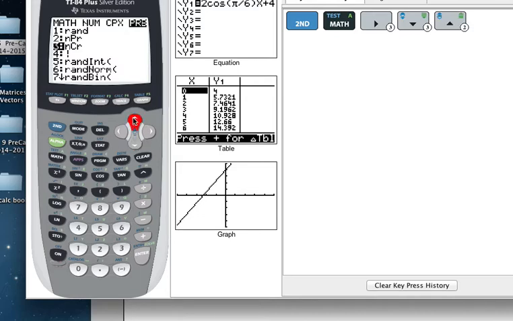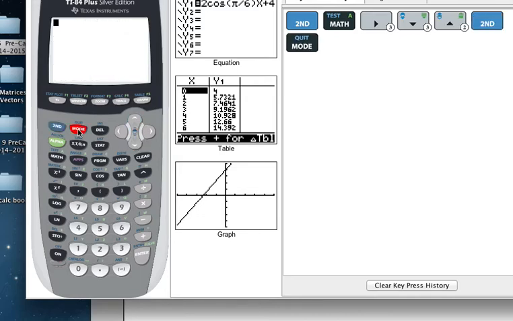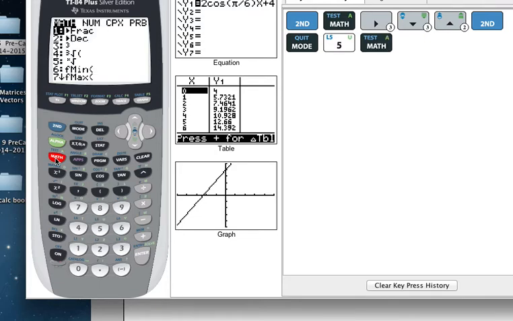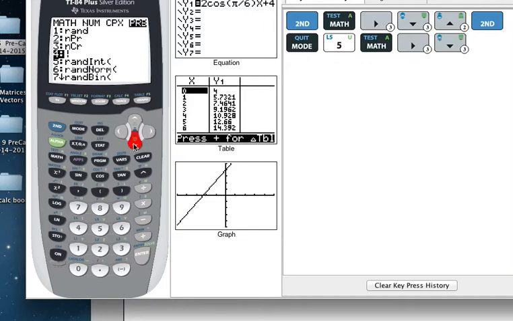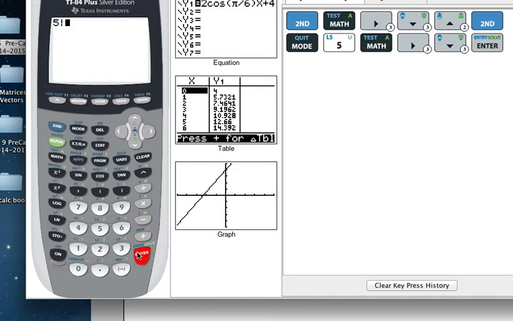So I'm going to quit out of here again. Second quit. Now we want to choose the number 5 first. On your keypad there's 5. Now we'll go to Math, over to probability, down to number 4, which is the factorial, and enter. Now you'll see on the home screen it has 5 factorial. We have to push the enter button again, and we get 120.